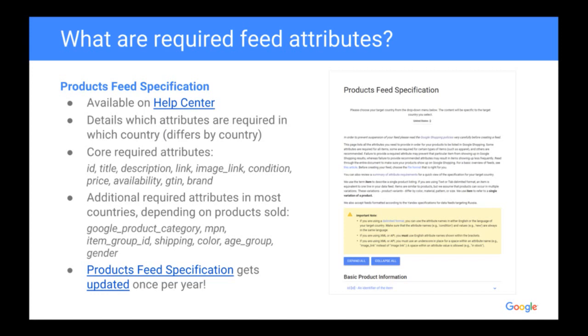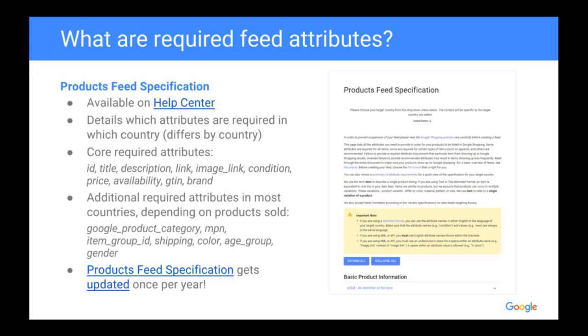And then there are, depending on the products you sell, so let's say you sell jeans or you sell t-shirts, in that case, we ask that you also supply color and age group and the gender, so that as somebody searches for women's jeans or men's yellow t-shirts, we can actually show your best product to the Google user who's doing a search on that product.